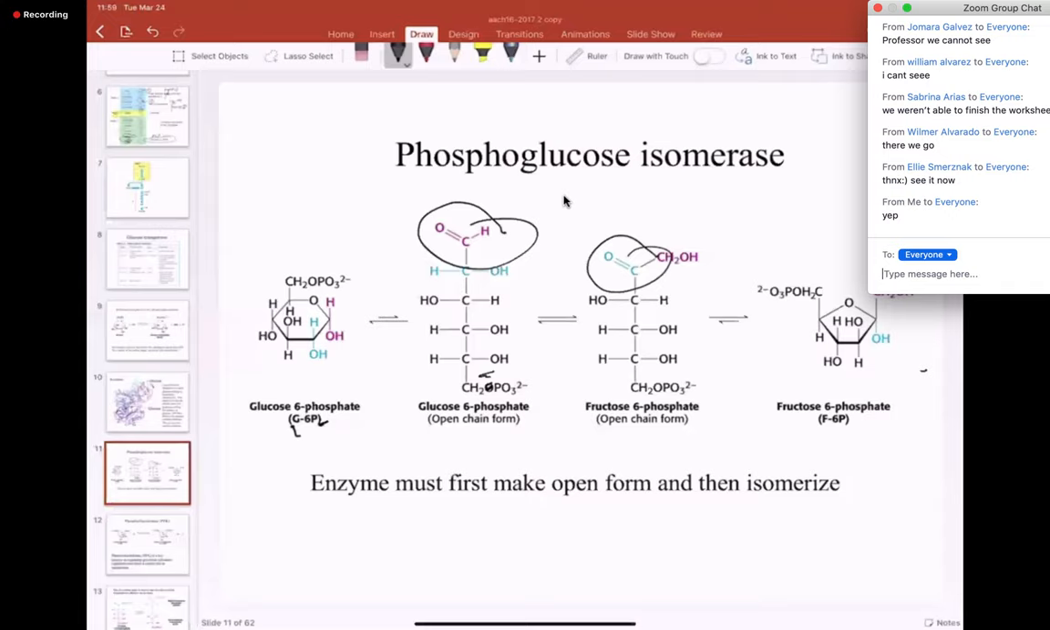And again, this is so the carbonyl group moves from the 1 position to the 2 position. And you can see that here. This is position 1, this is position 2.